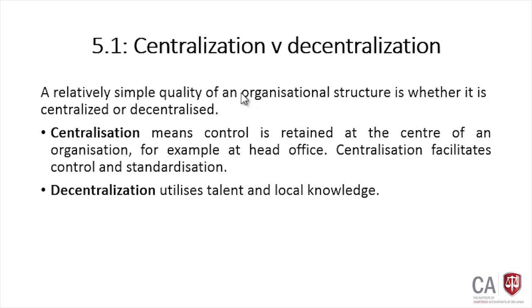Right. Then I am going to discuss some sub-principles associated with the organization structure, that is centralization and decentralization. So what is the meaning of these two, centralization versus decentralization? A relatively simple quality of an organization structure is whether it is centralized or decentralized. What is centralization? Centralization means control is retained at the center of an organization. Control is retained at the center, for example, at head office level. Centralization facilitates control and standardization. That gives more control and tries to apply standardization throughout the organization. Decentralization relies on talent and local knowledge.